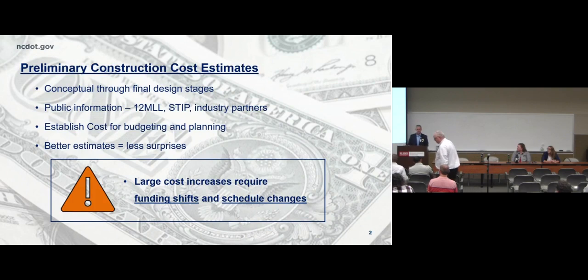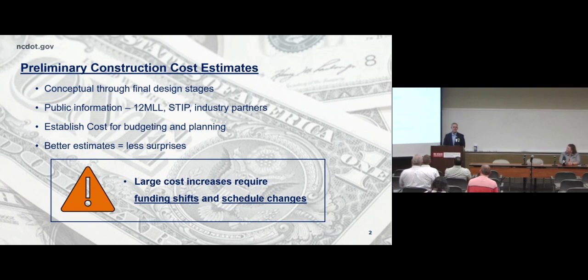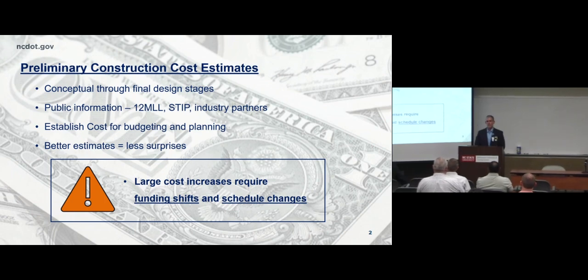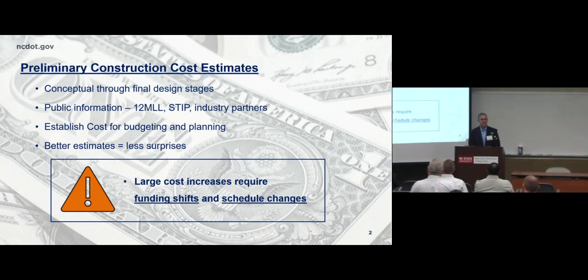So the estimates that I'm referring to today are the preliminary construction cost estimates, and these are done multiple times throughout the design life of a project. They can be anywhere from conceptual or feasibility stage up through final design. They are considered public information, so they are shown on the 12-month let list. They are incorporated into the STIP, and they're shared with our industry partners externally through various channels. These estimates primarily serve as a tool for planning and budgeting purposes, and they help to establish the construction cost for a project, which is an important part of the project budget.